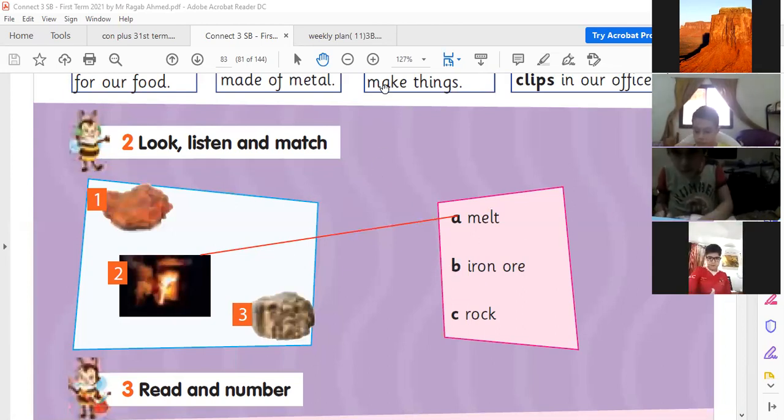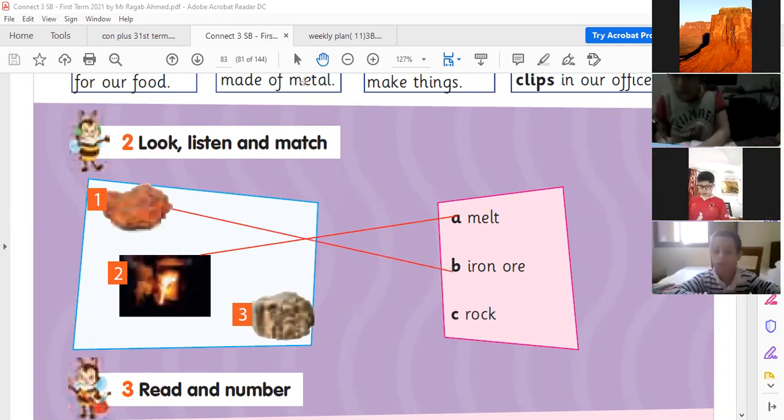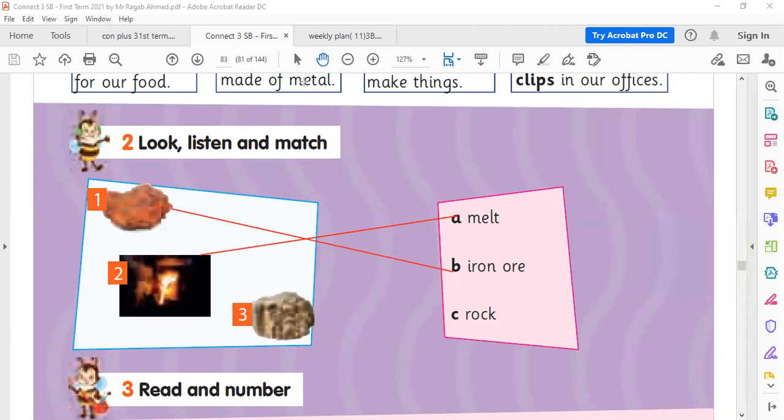Yasin Khalid, what do we take from iron ore? Do we take copper or iron? Iron. Thank you. Qusay, letter C, what is it? 3. It is rock.